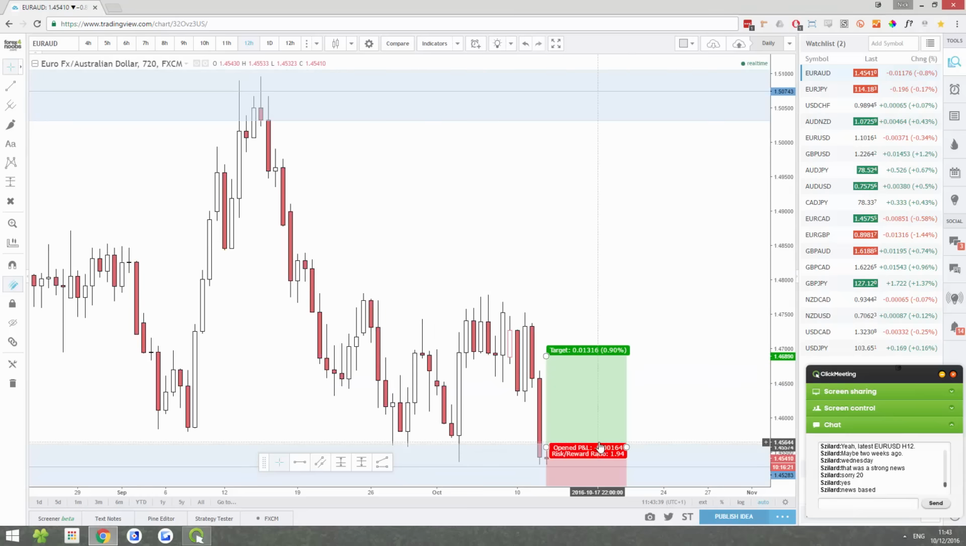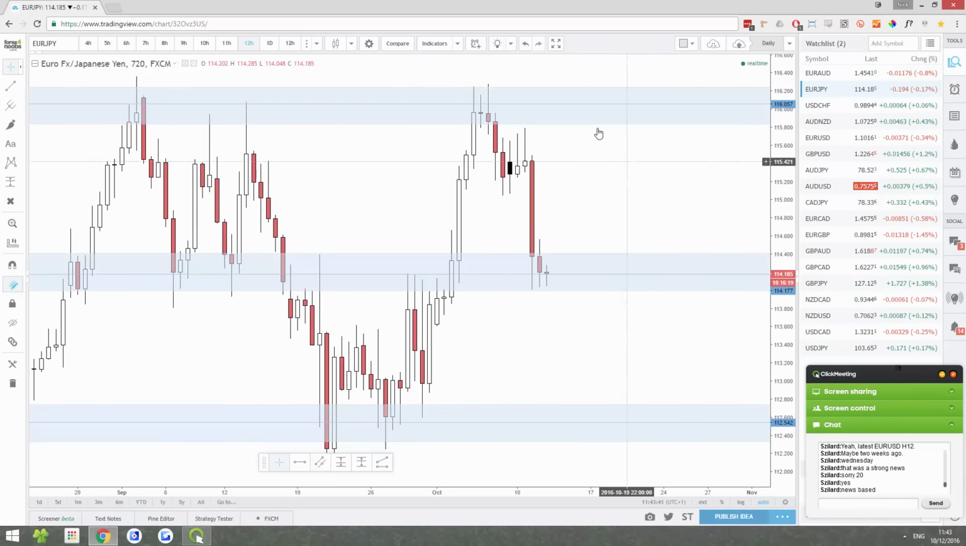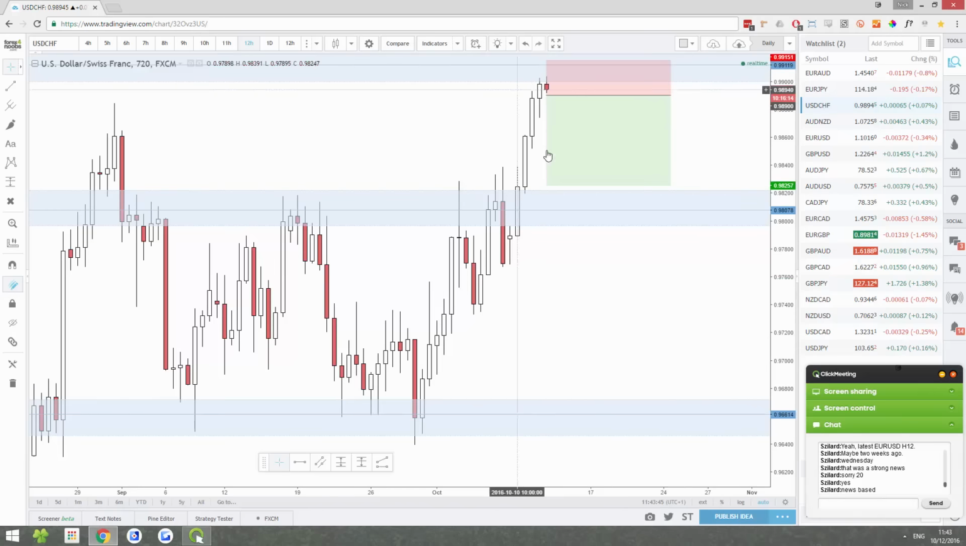The ones I'm mostly looking at are EURAUD for a potential long, EURJPY for a potential long, and USDCHF for a potential short. Keep an eye on these candles, see how they close, and one of these three or all of these three might give us some decent trades. So that wraps it up for the analysis, guys. I'll see you guys tomorrow.